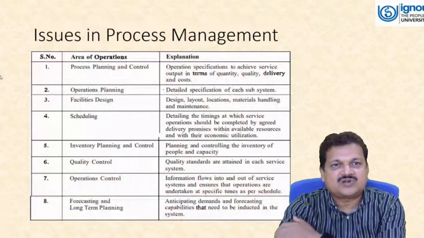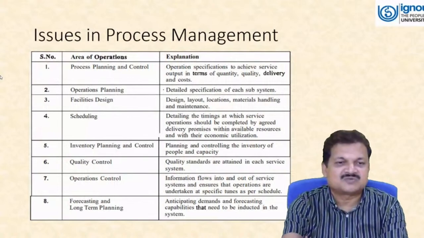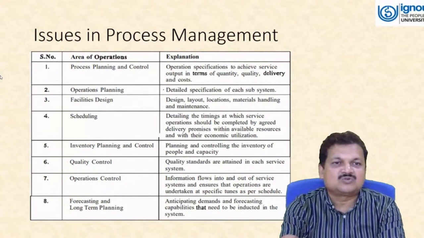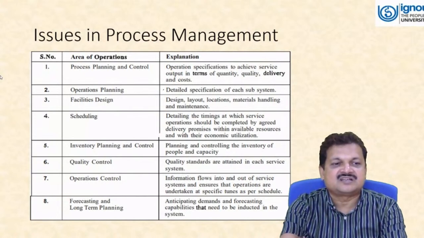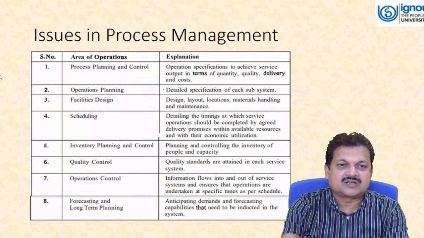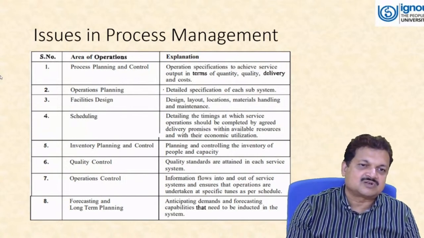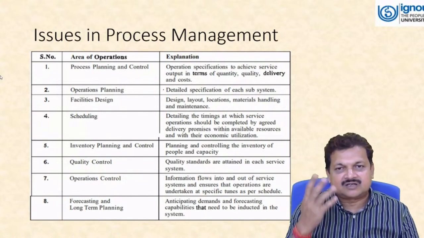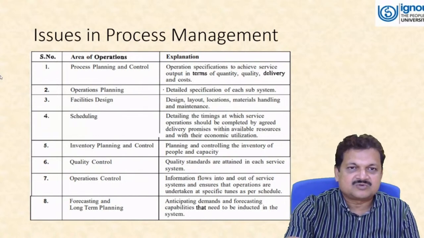And finally, we are going to look at the areas of operation and explanation, process planning and control: how you are going to do this, issues in process management, how to solve these. Operations planning: you have to do better operations, then specify the operations you are going to do. Facilities design: you say what facilities you are going to provide, and you design according to that. Inventory planning, when inventory will be over and dying, and quality controls also, maintaining the quality of services. Operations control: the flows of information or flows of services, that also you are going to control. Forecasting, or long term planning: when this thing will come, and how repetition can be handled, so that these kinds of issues would not be repeated again and again. So that is going to be done very well.